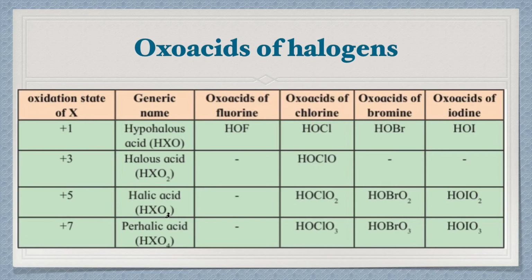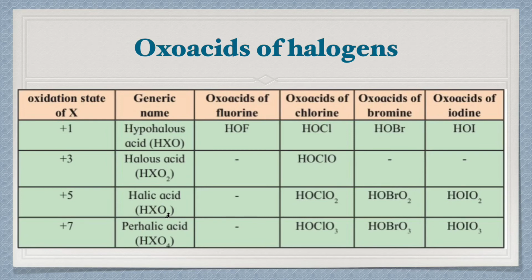One more way to remember: hypohalous acid, there will be only one oxygen. Halous acid, there will be 2 oxygen, halic acid there will be 3 oxygen, and for perhalic acid there will be 4 oxygen. So this thing is very important while drawing the structure.